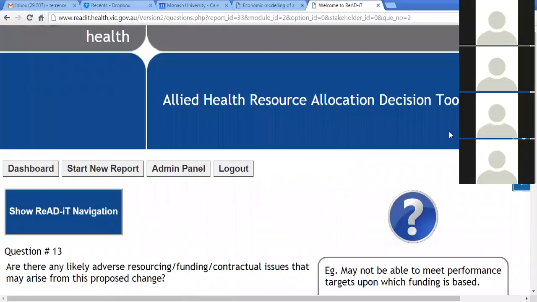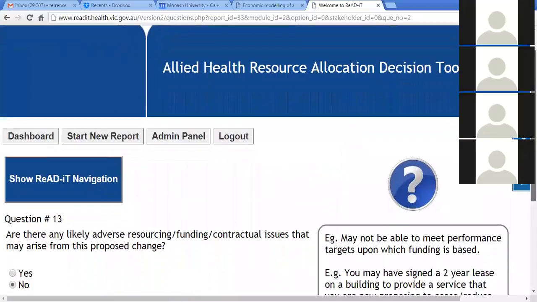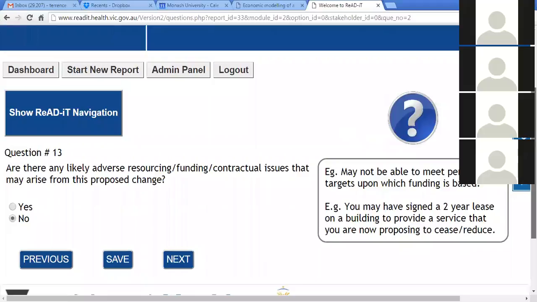Question 13. Are there any likely adverse resourcing, funding or contractual issues that might arise from this proposed change? So because the resources being used to provide the acute care service come from a central budget, there's no specific activity-based funding related to this service delivery model, so that's not going to adversely affect our funding. However, if we were thinking of reducing a service where there was a payment for the amount of service provided, then that might be a funding issue that you would need to discuss and identify here.